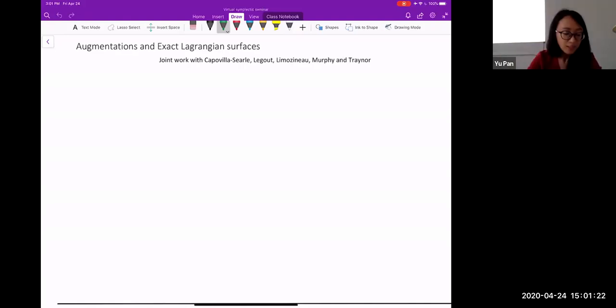All right, this talk is about augmentations and exact Lagrangian surfaces. This is joint work with Capovi, Lazarev, Legault, Limosino, Murphy, and Trainer. We got this project from a collaboration workshop called Women in Geometry, which happened last summer. It was a pretty good experience to work in a group of female mathematicians, and the project was quite interesting.